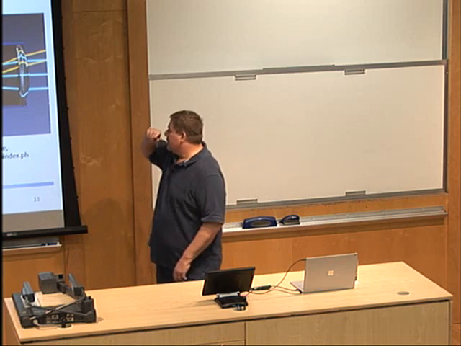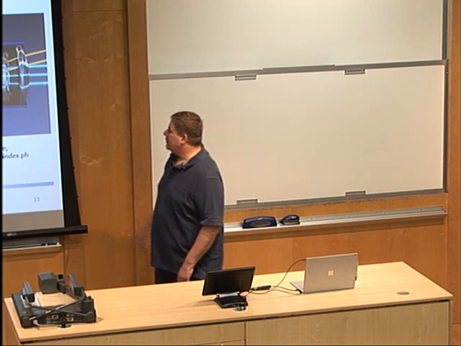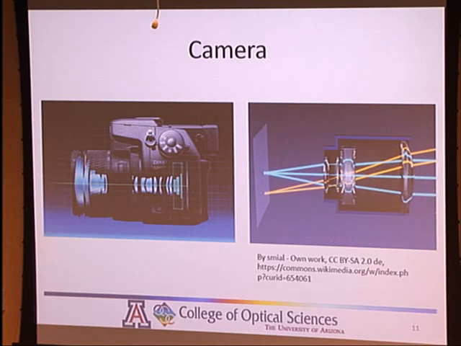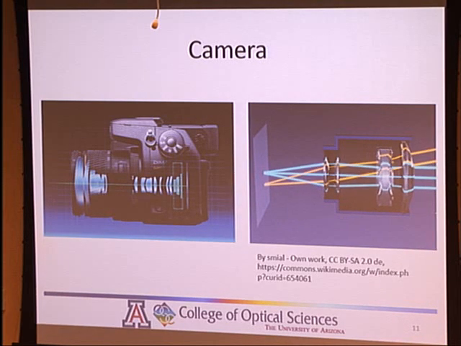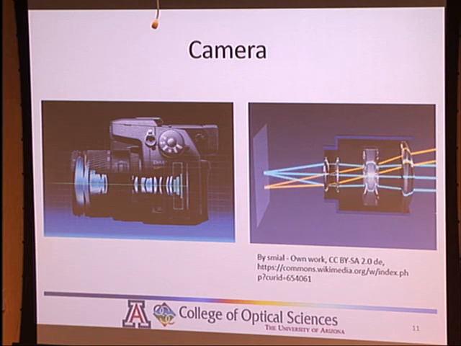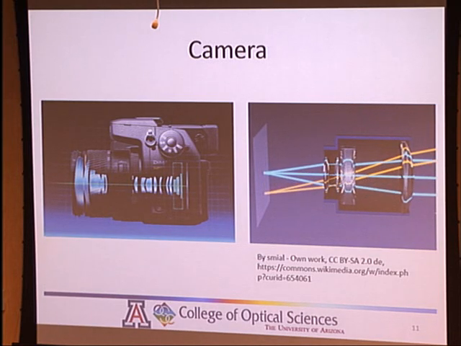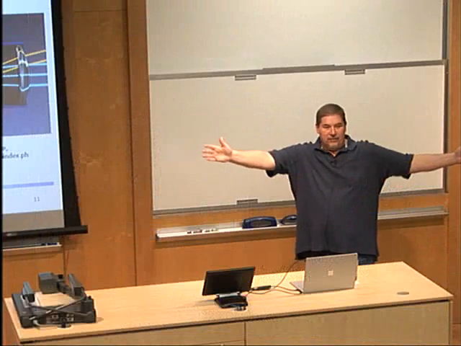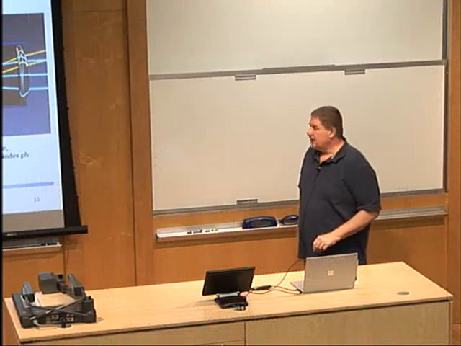This is an example of a zoom lens. So not only do we have these multiple elements, but now we can start moving the elements relative to one another in order to do things like change the field of view. So I can go from taking a picture of all of you to focusing in on a single person.